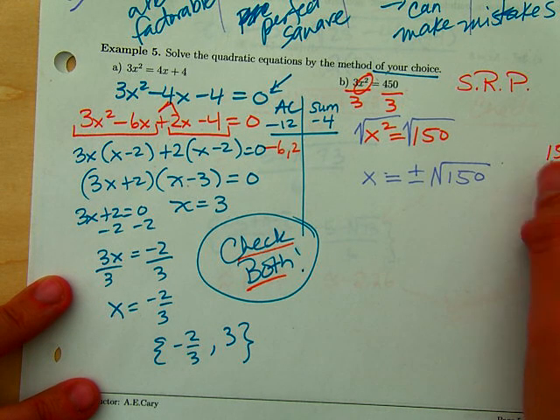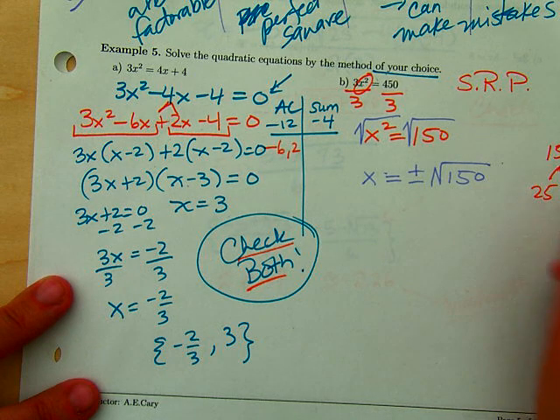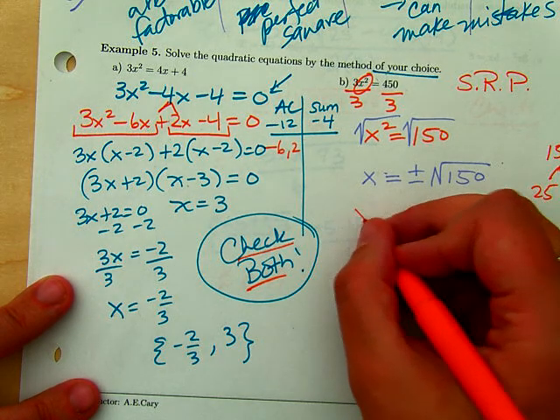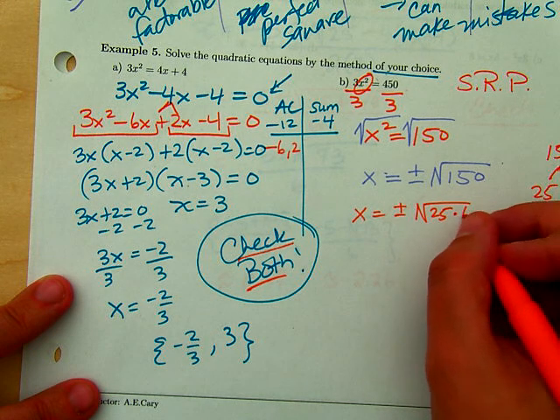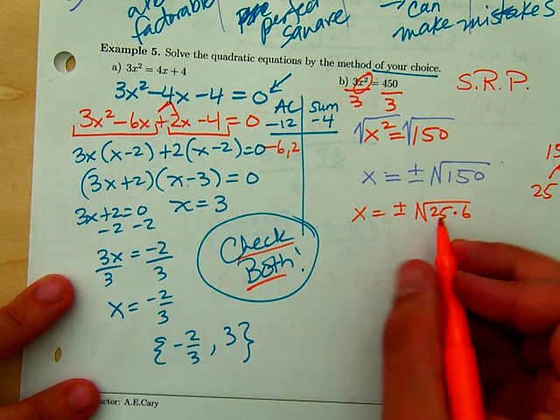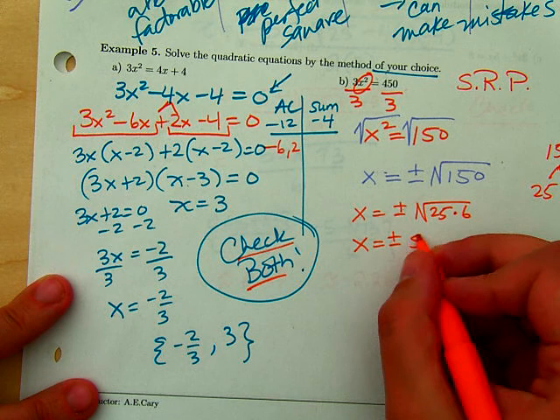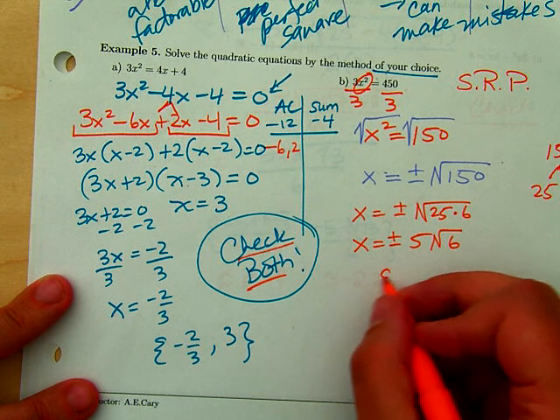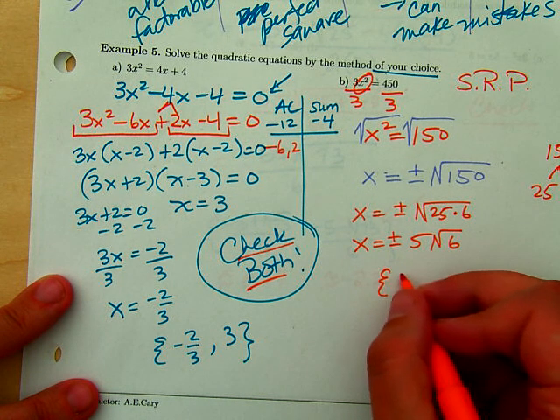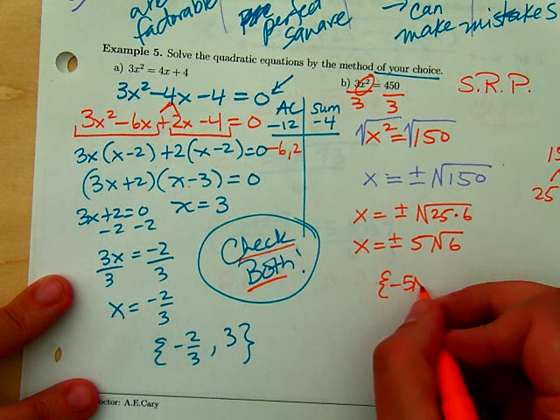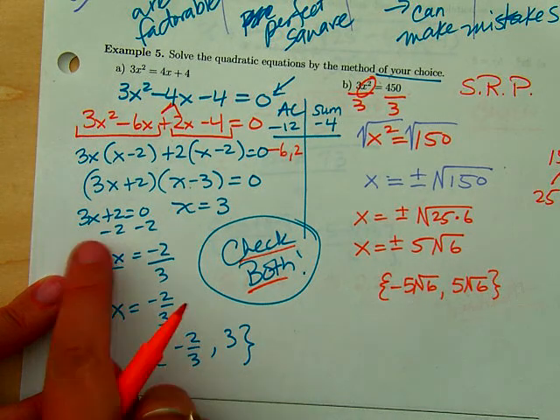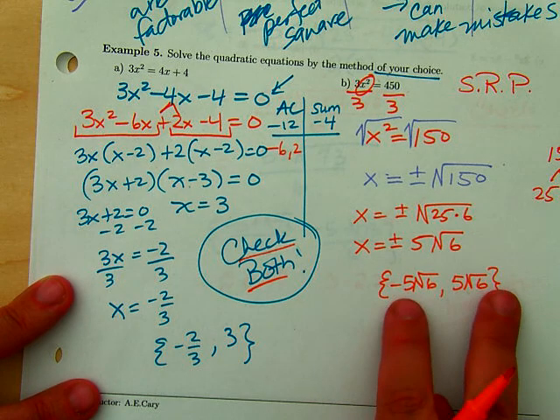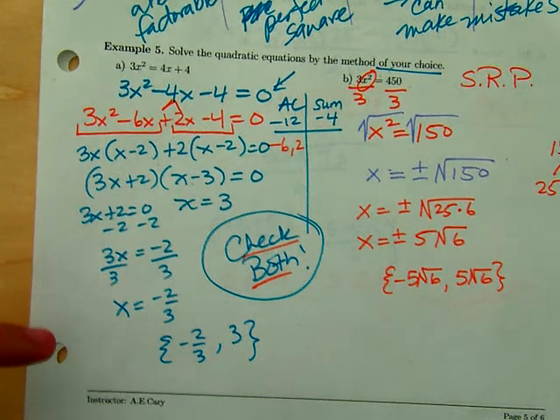So 150 has 25, I know, is a perfect square, 25 times 6. So x equals plus or minus square root of 25 times 6. Square root of 25 is, yep, 5 radical 6. This would be our solution. Here is negative 5 times radical 6, and here is 5 times radical 6. Sometimes I've been keeping them together in plus or minus, but I'm just separating them so you know they're both.